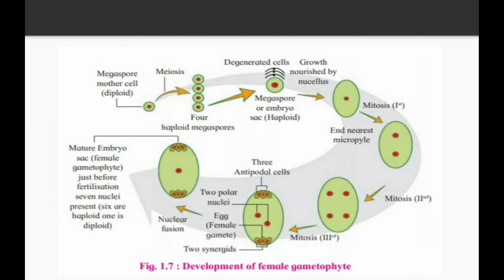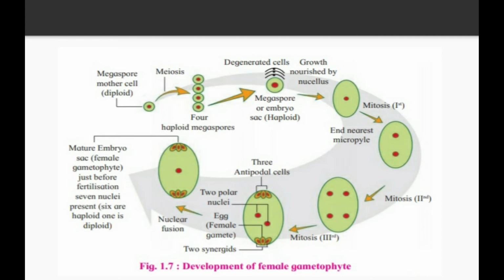After that, one cell which came from the megaspore mother cell is a megaspore, or embryo sac. It is a haploid cell. Its growth is nourished by the nucellus, which provides nourishment to the megaspore, and there is development of one bigger cell. That bigger cell is our megaspore. It undergoes the first mitosis process, in which one nucleus converts into 2 nuclei.